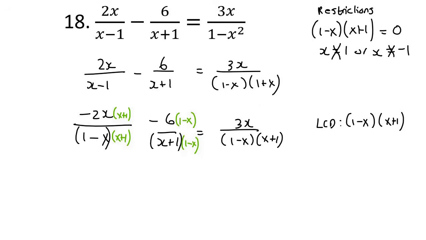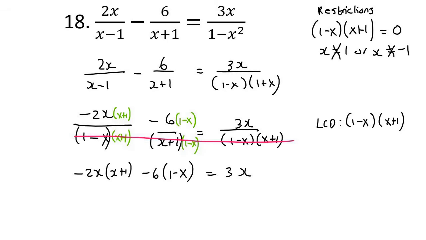Now, because we are busy with equations, we can ignore the denominator. So we can literally just go, thanks, denominator. See you another time. And so what we are then left with is minus 2x multiplied by x plus 1. Notice I'm not multiplying out just yet. That's where students make mistakes. You want to do it step by step. Now I'm going to multiply out. So minus 2x squared minus 2x minus 6 plus 6x equals 3x.